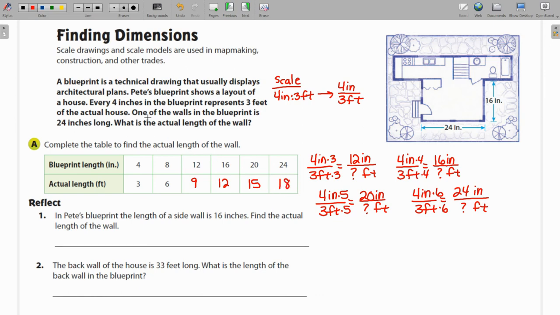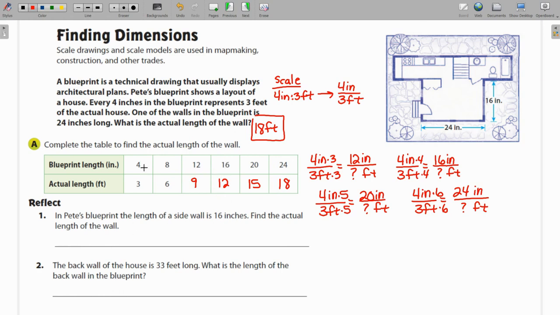So in our question earlier, it said one of the walls in the blueprint is 24 inches long. What is the actual length of the wall? So since we have 24 inches here of blueprint length, the actual feet of that wall, or that home, is going to be 18 feet. Now, in our reflection question down here, it says in Pete's blueprint, the length of a side wall is 16 inches. Find the actual length of the wall.